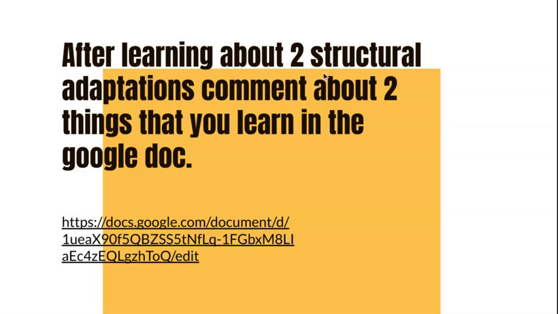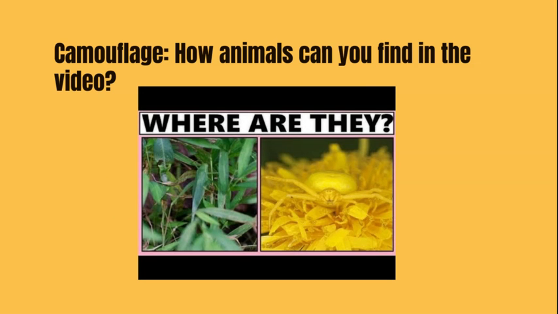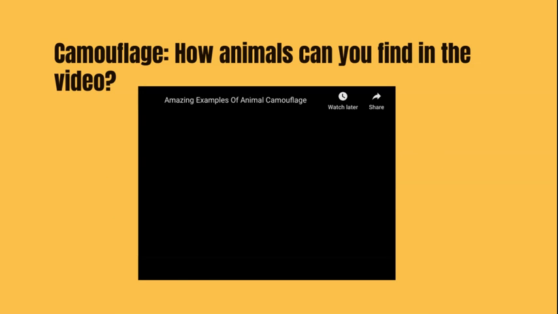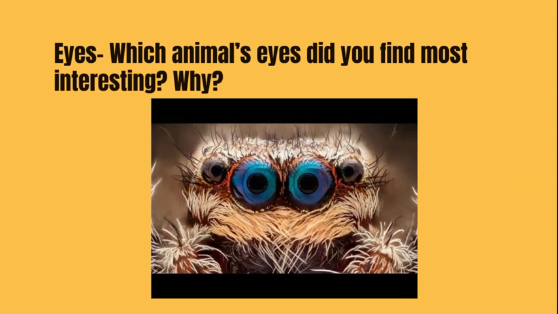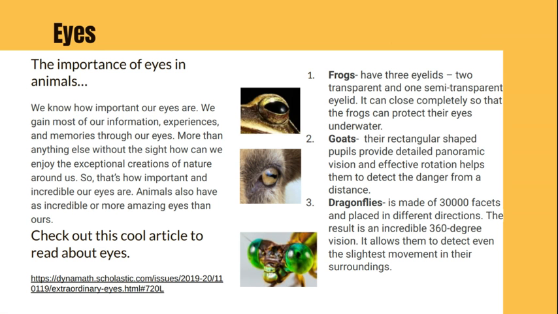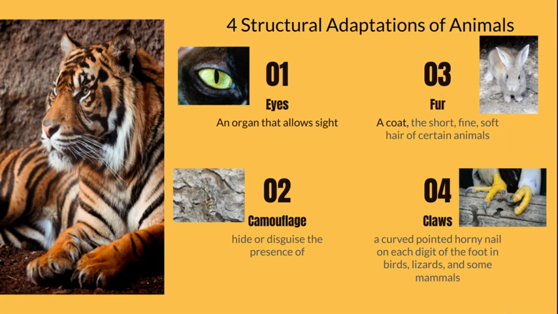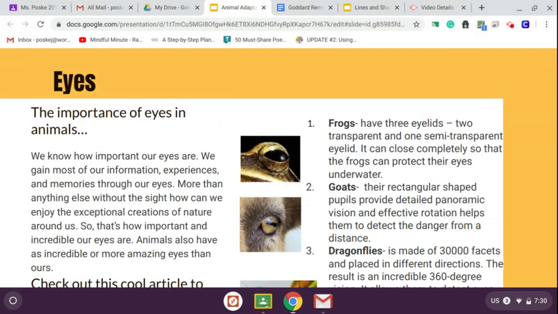So, those are the two types of structural adaptations. When you're finished watching this video, you're going to talk about two things you learned today about the structural adaptations. You can talk about eyes, you can talk about fur, you can talk about camouflage, you can talk about claws, anything you learned by listening to me, anything you learned by listening to the videos.